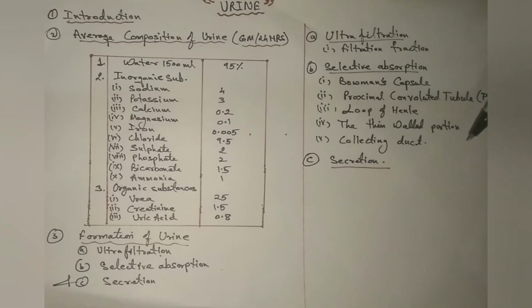Moreover, drugs and pigments are excreted by tubule secretions. So this is about urine.